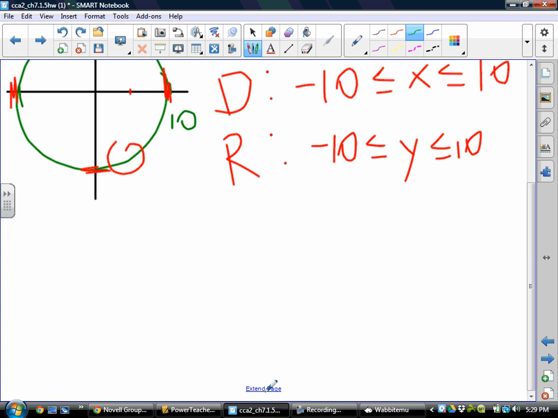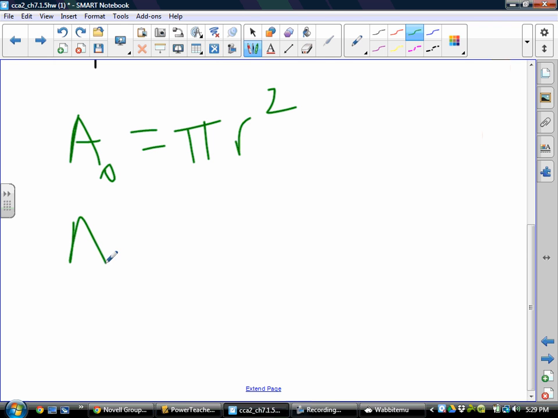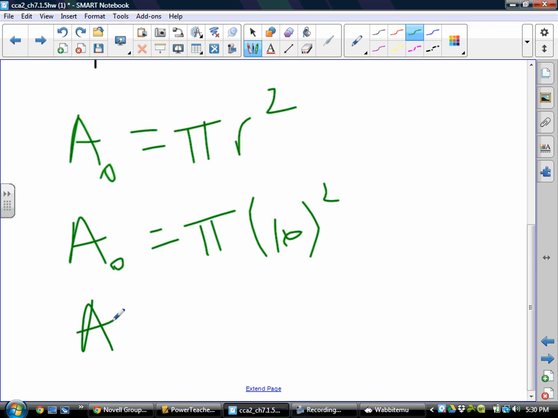So area of the circle is pi times the radius squared. Okay, so for our original full circle, it's going to be pi times our radius we said was 10 squared. So if I type this in, pi times 100, I'm going to get approximately 314. We can just leave it as 100 pi. That's fine.